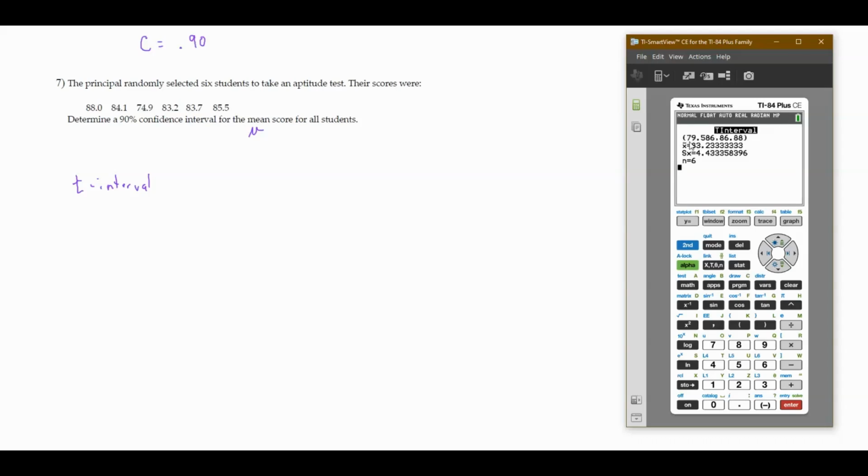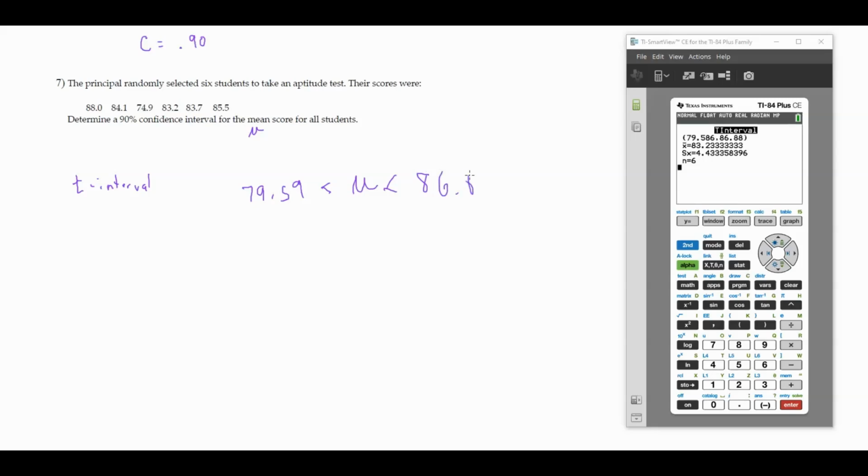There are different ways to show a confidence interval. A lot of times you just show it in interval notation, where here you have 79.586 to 86.88, or sometimes you list it this way, and let's round this to 2 decimals. So that would be 79.59 and 86.88. That would be the interval listed in this format, or interval notation. You can see it here on the calculator.